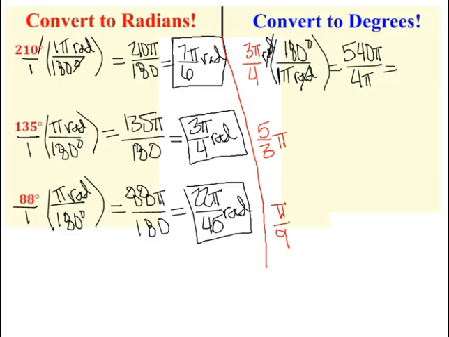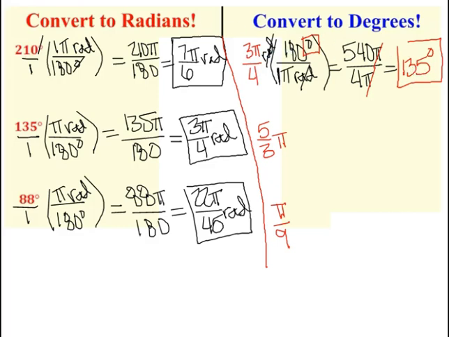But look, take a look at what's going to happen. We can simplify 540 over 4, which is 135, but the pi's are going to cancel out. And all that we're left with in terms of our units is a degree. So 3 pi over 4 radians is actually the same as 135 degrees.